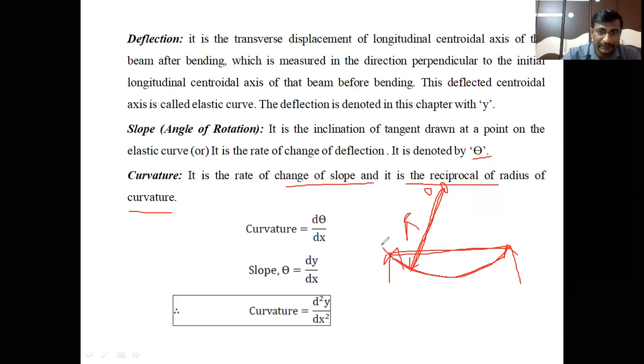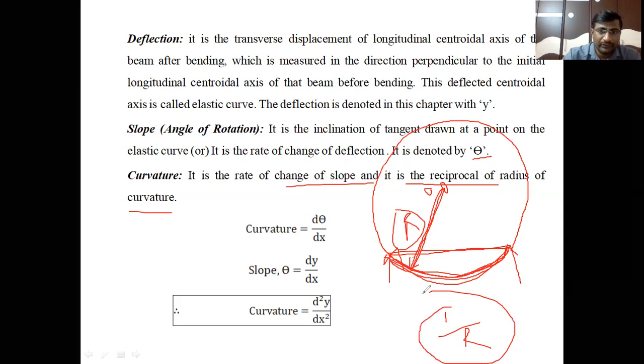If you continue this curve, it forms a circle. So this is part of the circle, the arc of the circle. From the center of the circle O to that curve is called the radius of curvature. The reciprocal of this radius of curvature is called curvature. 1 by r is called the curvature, where r is the radius of curvature. It can also be defined as the rate of change of slope, d theta by dx.